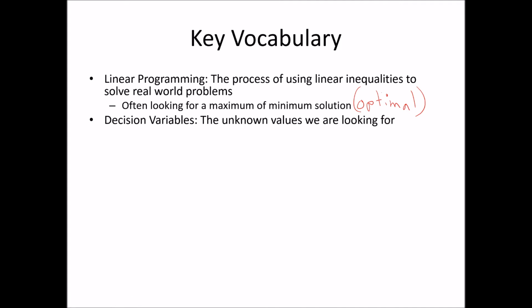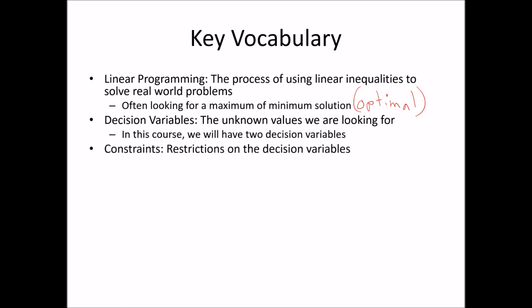Decision variables. These are the unknown values that we're looking for. A variable, of course, is something that we don't know, and we're trying to figure out, all right, what are we trying to learn here? Those are our decision variables. We will have two, x and y, but in theory and in practice, there's no reason you can't have 3 or 4 or 5 or more decision variables. We just don't cover that in this course.